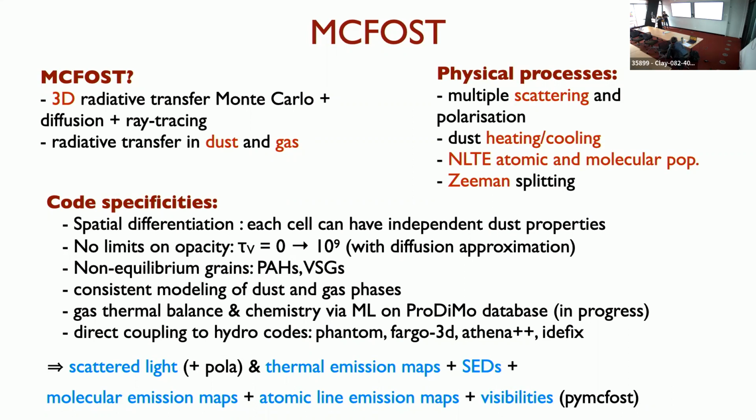So you can produce a variety of observations: scattered light images, polarization maps, thermal emission maps, for example for ALMA, spectral energy distributions, and molecular and atomic emission maps, as well as post-processing. You can compute visibilities if you want to see what your object looks like with ALMA in the UV plane, or with Pionier, GRAVITY, or whichever instrument you want.